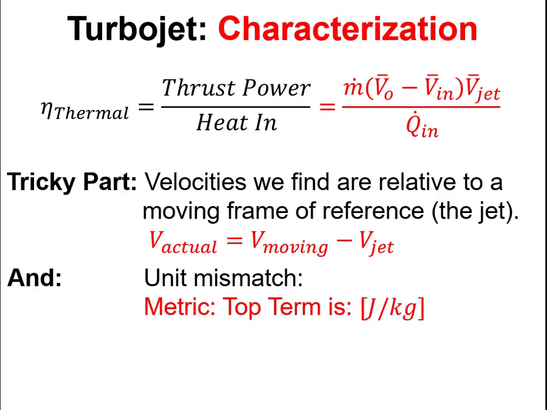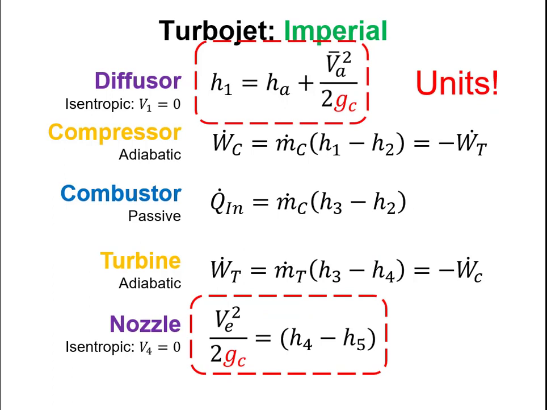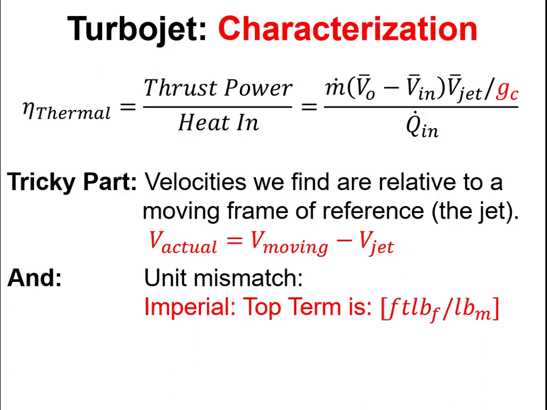So the other thing that's tricky about this turbojet analysis when I'm looking at the characterization is that the term in the numerator here is in joules per kilogram, and typically when we calculate Q dot, it will be in kilojoules per kilogram. So we have to watch out for units. As always, unit type problems are more difficult when we talk about the imperial measurement system. So here, when I take my kinetic energy terms, I also have to remember to divide by gc, which is 32.2. I do the same thing if I'm talking about the turbojet characterization here. Units are very tricky when we talk about these velocity terms.